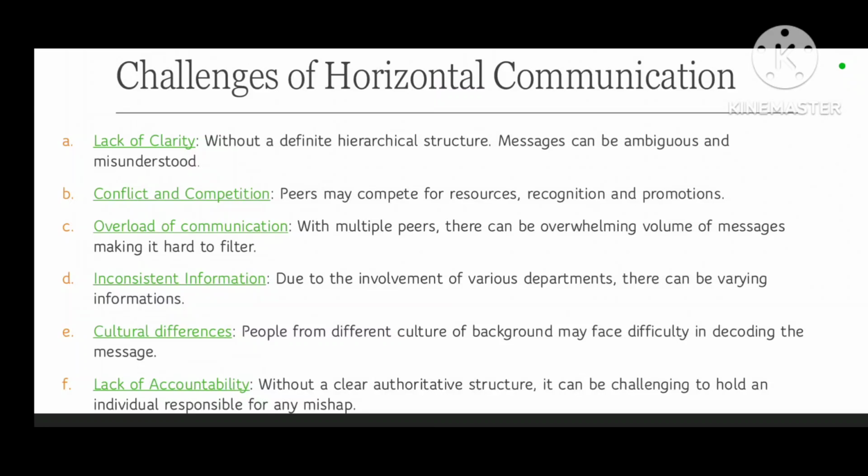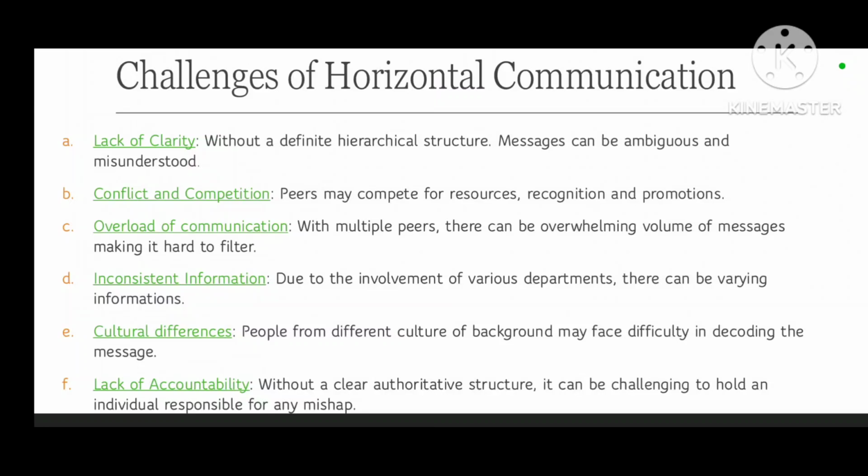The second is conflict and competition. So peers may compete for resources, recognition and promotion. Okay. So here when you communicate, when you share ideas, feelings and emotions, information, a kind of competition takes place because all the members with whom you are communicating are at the same level. So they also demand resources, they also demand recognition, promotions. So here there is a chance that it may arise conflict or competition, and there may be this sense of jealousy as well, which also arises conflict and competition, right? So this is the second limitation, second challenge in horizontal communication.